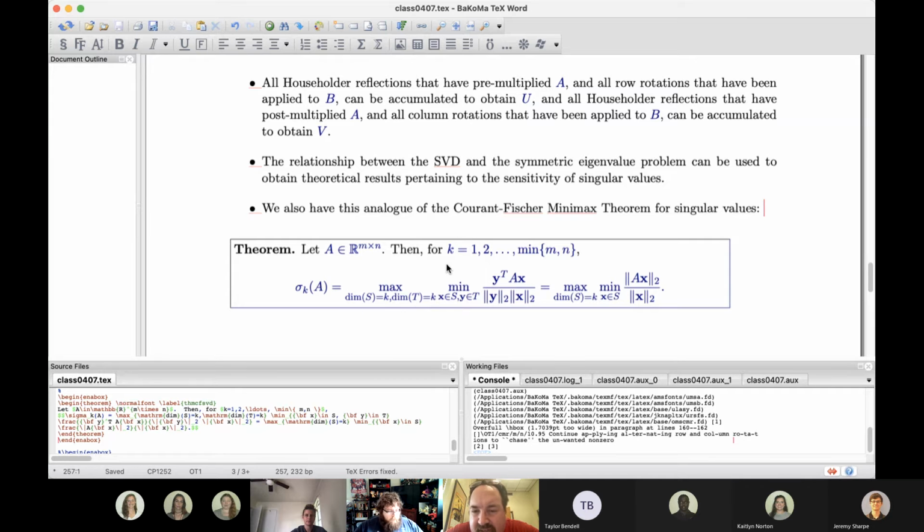Now, equivalently, this is a simpler characterization here: if we take all subspaces of Rn of dimension k, find a minimum in each subspace of norm of Ax over norm of x, and then take a maximum over all possible subspaces of that dimension, that also is the kth largest singular value of A. All right.